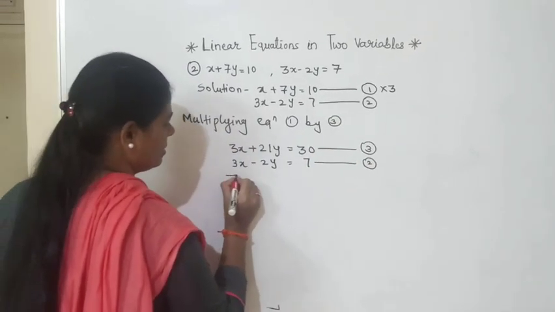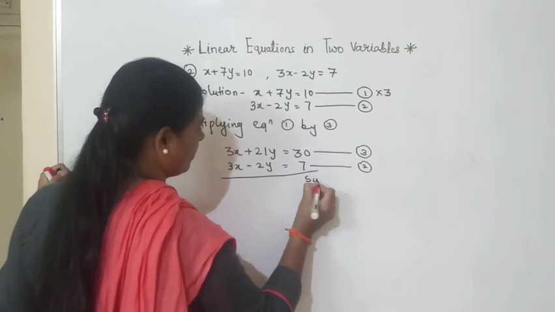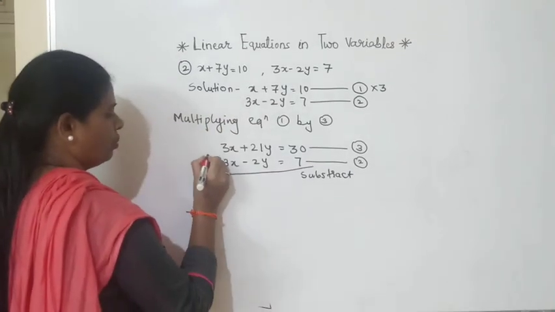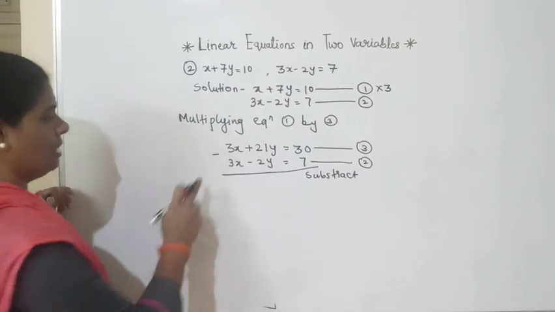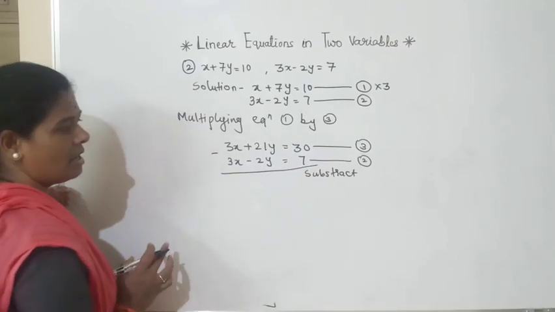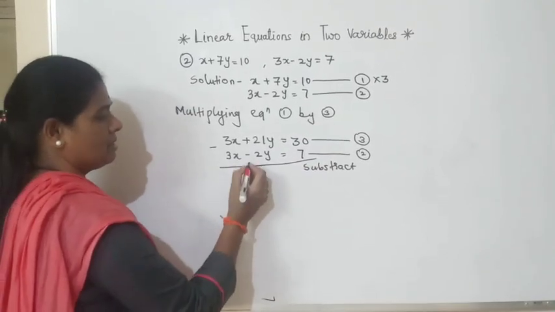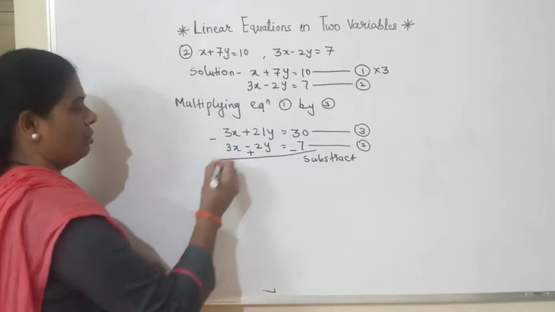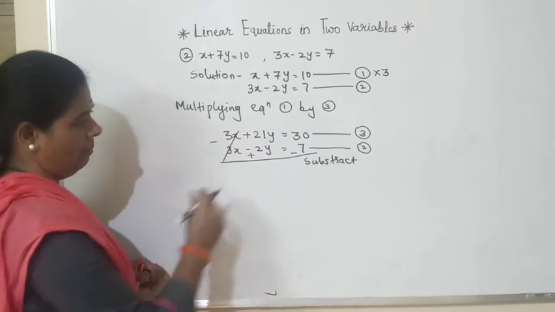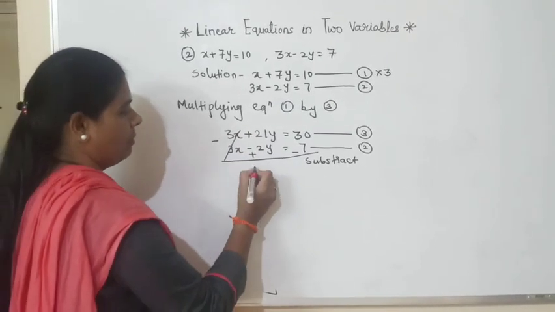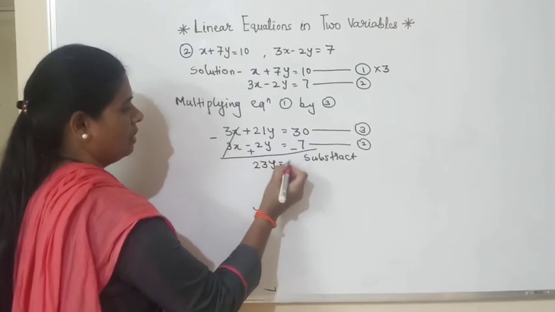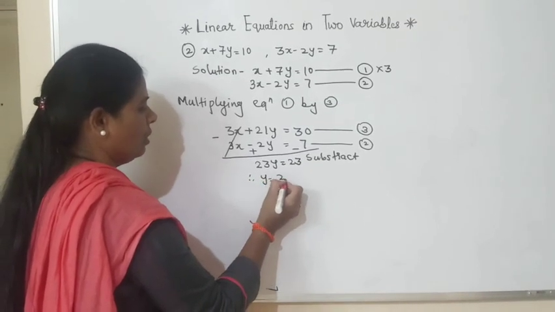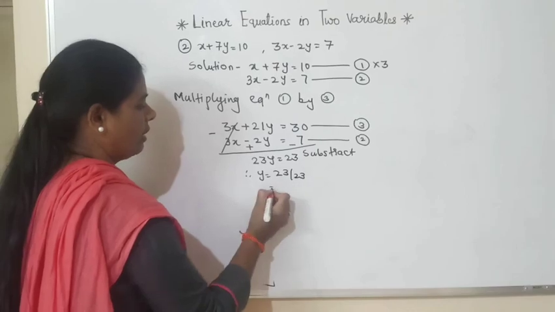आता आपण काय करणार आहे, subtract equation 3 and 2. आता मायनस करताना नेहमी लक्षात ठेवायचं, इथे मायनस साइन दिल्यानंतर आपण इकडच्या ज्या साइन्स आहेत त्या चेंज करून घ्यायचे. If there is a minus you have to make it plus, if there is a plus you have to make it minus. So here 3x minus 3x will get cancelled. 21 plus 2 that will be 23y is equal to 30 minus 7 is 23. Therefore y is equal to 23 upon 23, that will be 1.